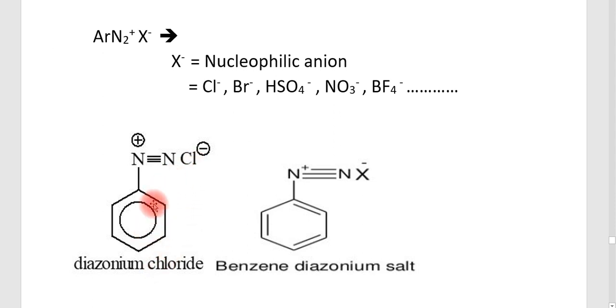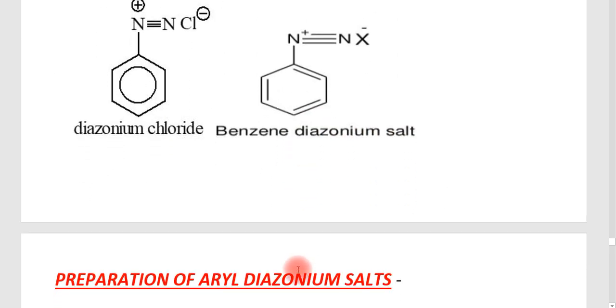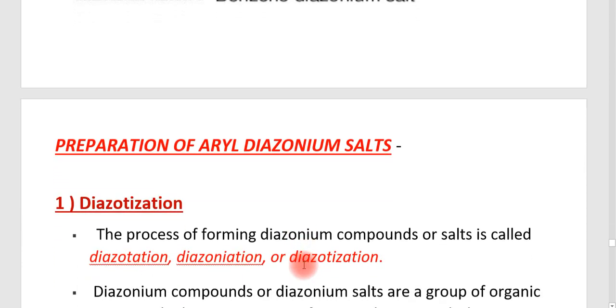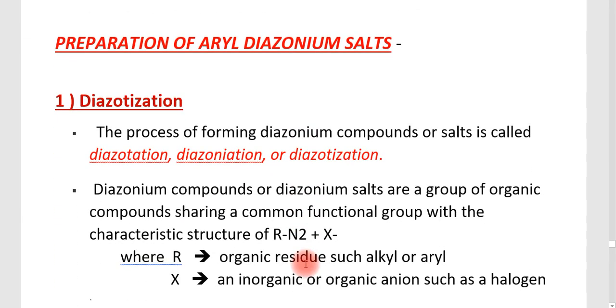ഇവിടെ Ar എന്നുള്ളത് ബെൻസീൻ റിങ്ങും X എന്നുള്ളത് എന്താ കൊടുത്തിട്ടുള്ളത് Cl മൈനസ് ആണ്. സോ ഇറ്റ് ഇസ് എ ഡൈഅസോണിയം ക്ലോറൈഡ്, ദാറ്റ് ഇസ് എ ബെൻസീൻ ഡൈഅസോണിയം സോൾട്ട്. നോർമലി ഈ ഒരു മൊഡ്യൂളിൽ നമുക്ക് എക്സ്പ്ലെയിൻ ചെയ്യാനുള്ളത് some preparation and its synthetic application of the diazonium salts.